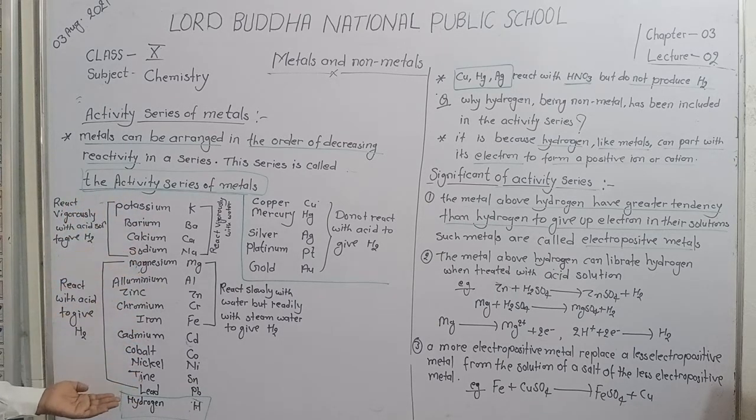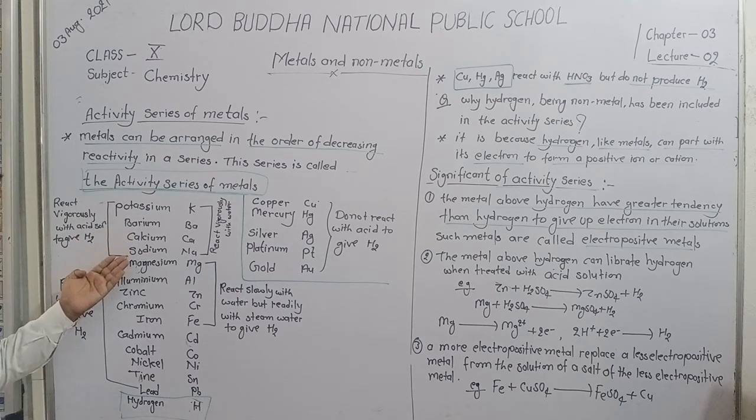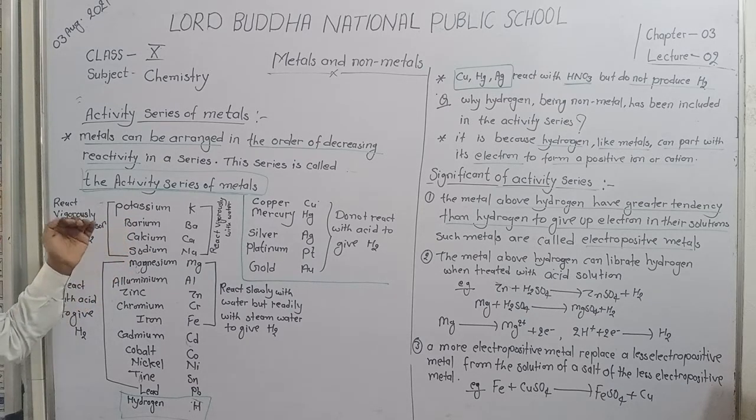So we say that potassium is more electropositive, then barium is less electropositive than potassium, and calcium is less electropositive than barium. The metals placed at the top of the activity series are highly electropositive, and as we go down the activity series, the electropositivity of the metal decreases.